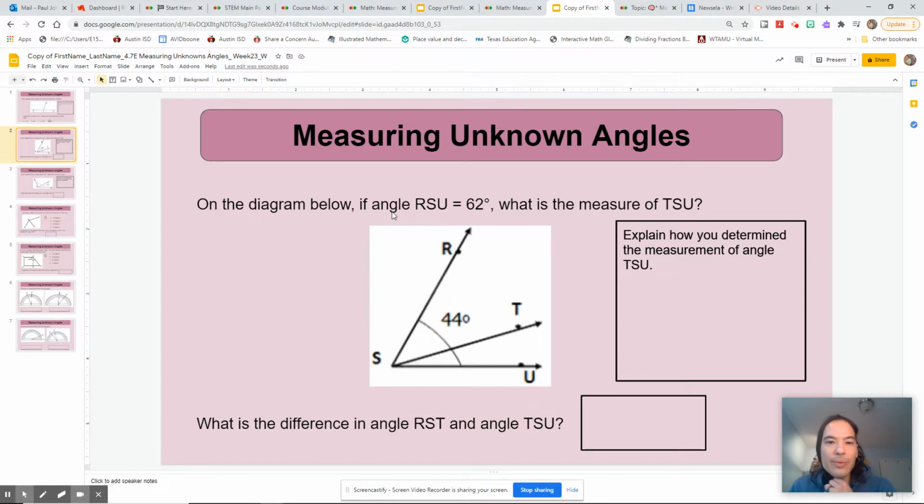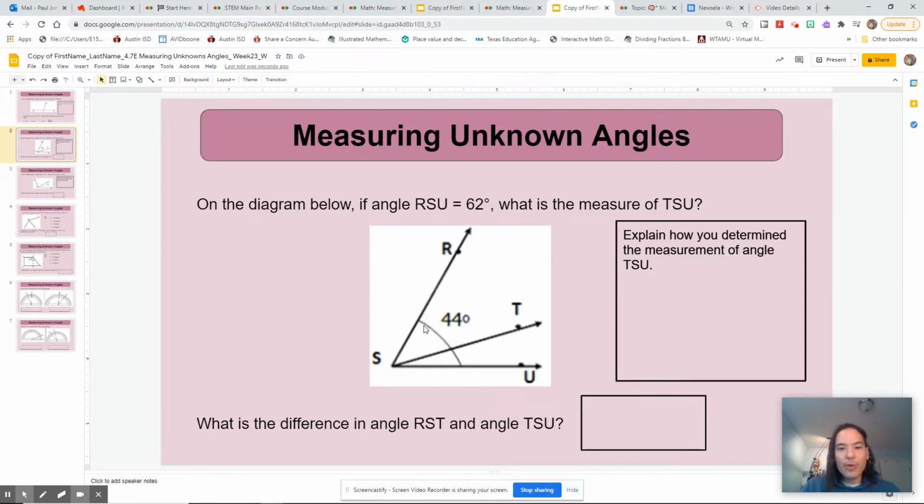On the diagram below, if angle RSU is 62 degrees, what is the measure of TSU? So RSU is an acute angle. TSU is also an acute angle. Altogether, it's 62 degrees. RST is 44 degrees. All right, so that was a little bit confusing.